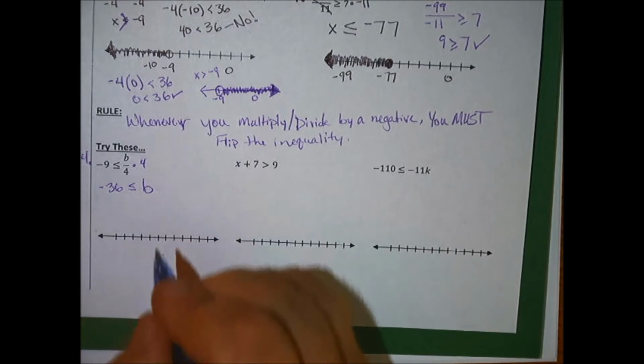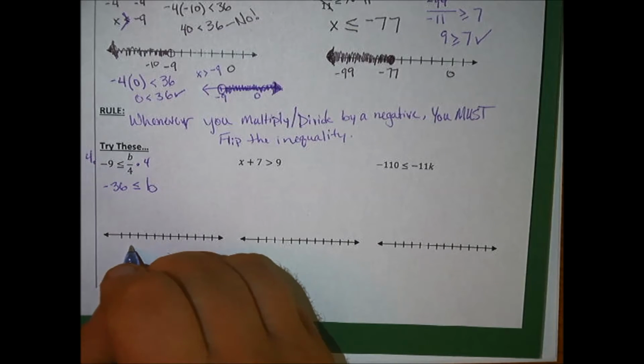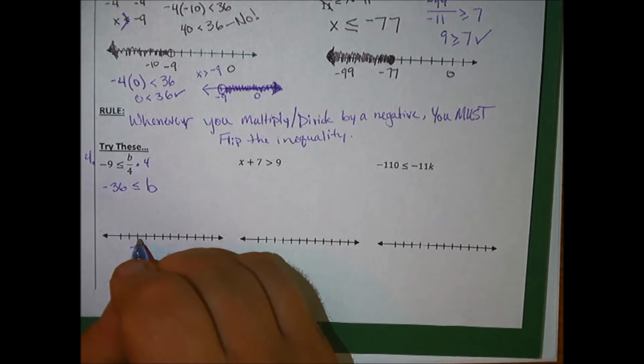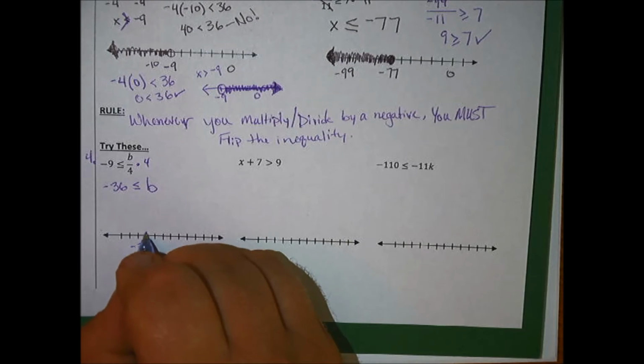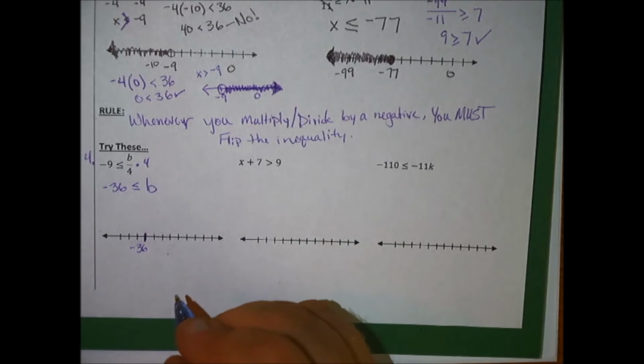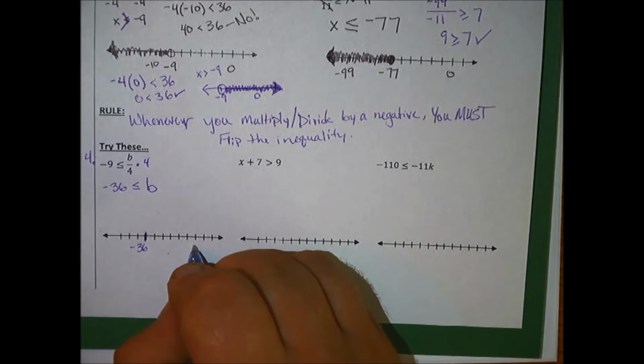If you want to rewrite that, you can. You don't have to, though. Let's just put negative 36 here. I like that I put it right in between those 2 lines. I'm going to make it that one right there. That would put 0 up here somewhere.